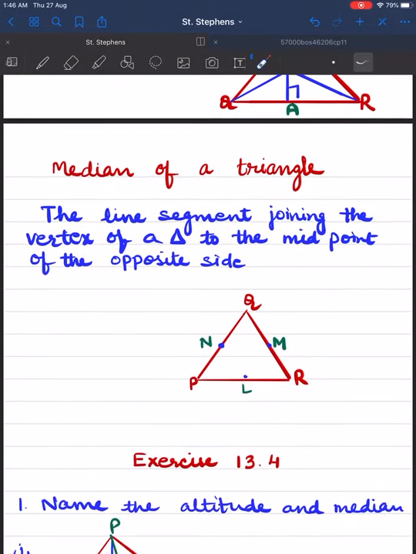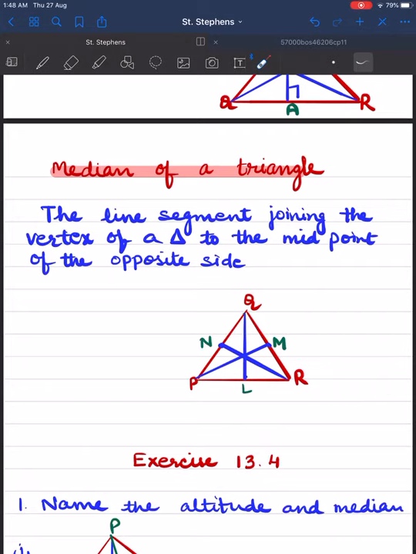Now let's understand the median of a triangle. It is the line segment joining the vertex of a triangle to the midpoint of the opposite side. Now here in the triangle PQR, L is the midpoint of PR, M is the midpoint of QR, and N is the midpoint of PQ. Now let's draw a line segment from Q joining the midpoint L of the opposite side PR. Again we draw a line segment from P joining the midpoint M of its opposite side. We draw another line segment from R joining the midpoint N of its opposite side PQ. And here we observe that a triangle has three medians and they all meet at a point.